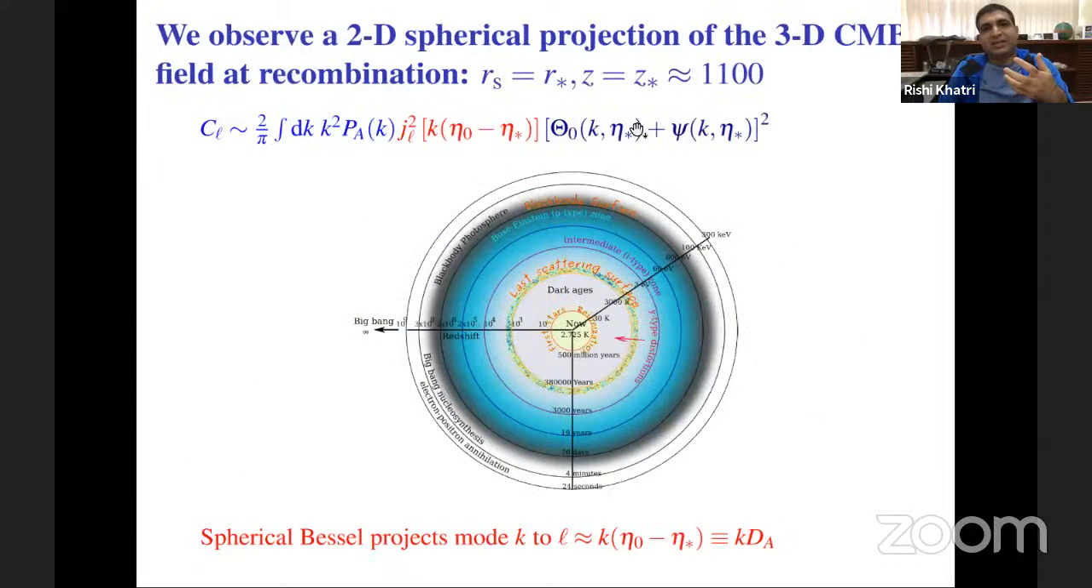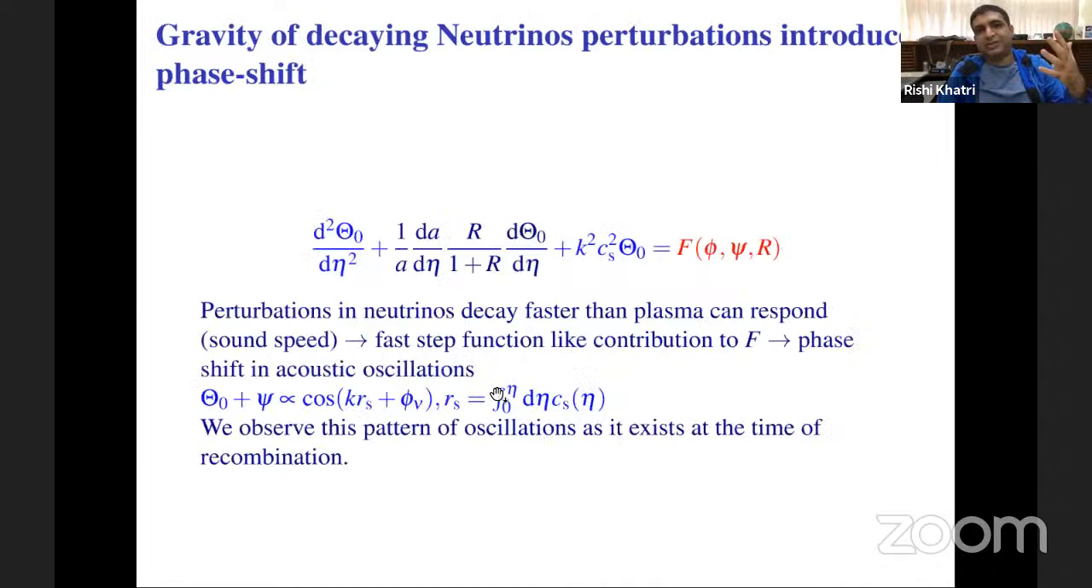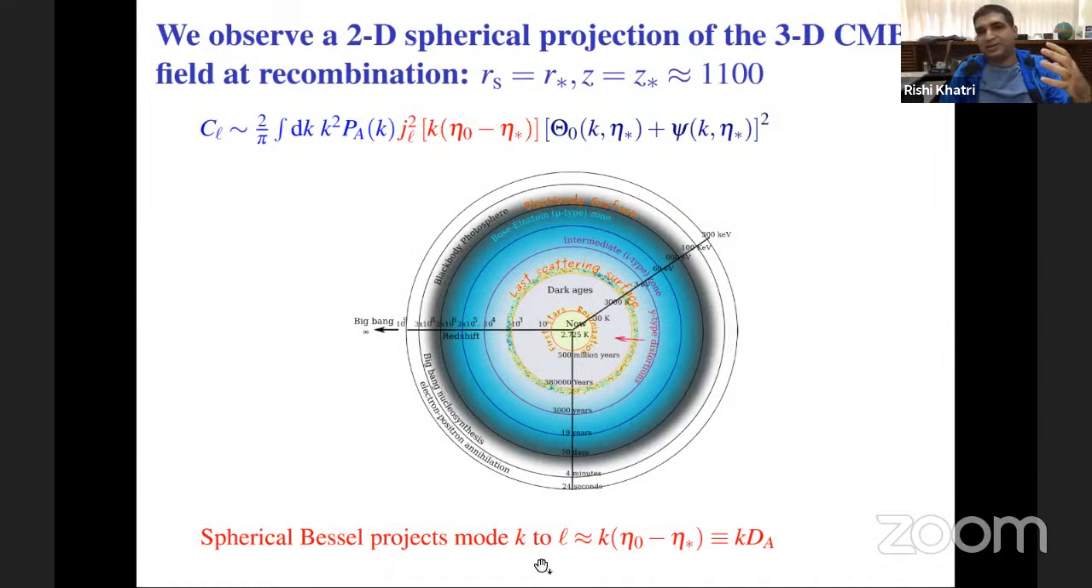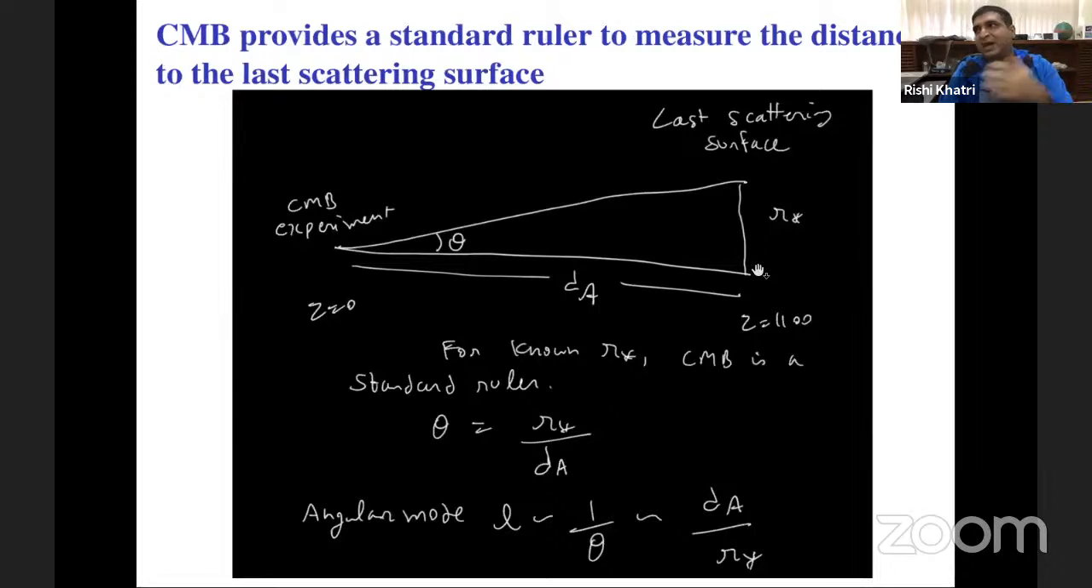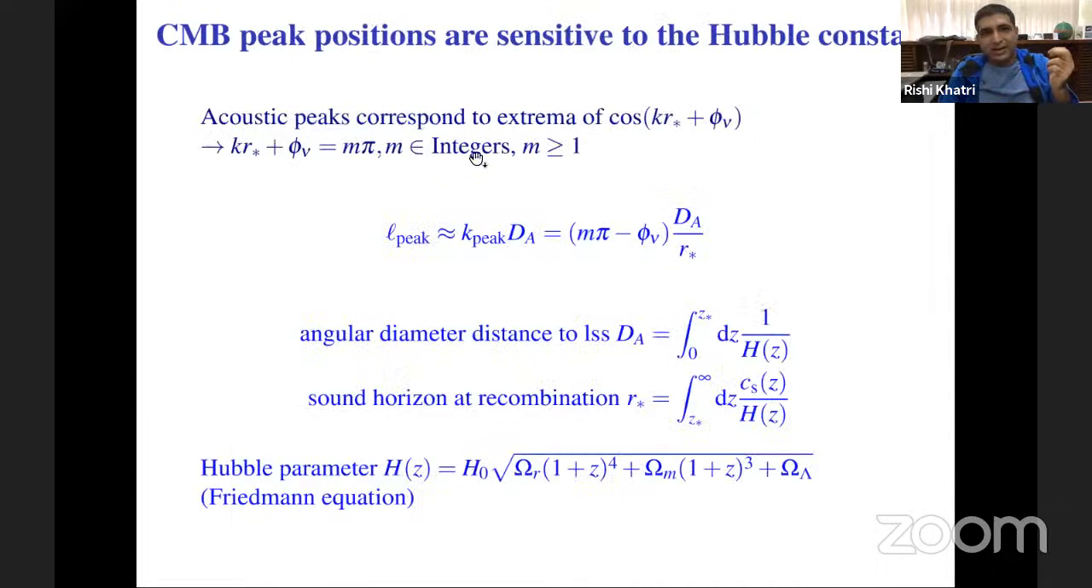When we observe this pattern as it exists at the time of recombination, we project these three-dimensional oscillations into two dimensions by these Bessel functions. So in the CMB power spectrum, what we observe are these L modes, which are related to these K modes by d_A, the distance to the last scattering surface. Some scale r_star, the sound horizon for example, at the recombination surface appears to us at an angular scale theta, which is related to the scale L by d_A over r_star, or d_A times k, where k is the k corresponding to r_star. And the acoustic peaks correspond to the peaks of this cosine function.